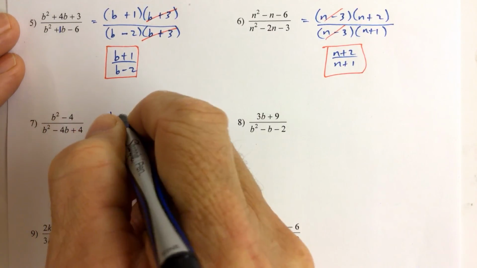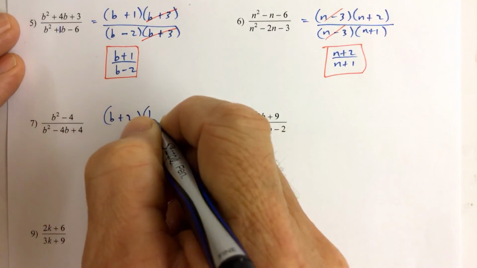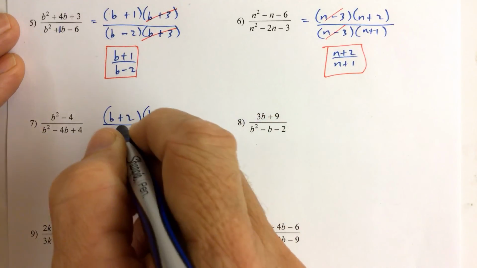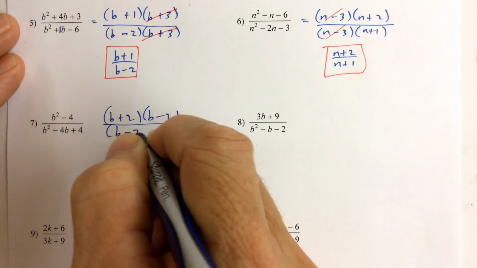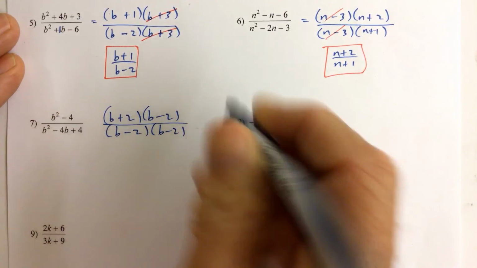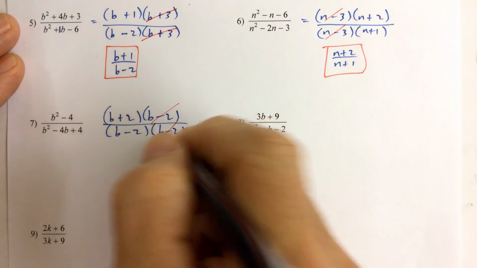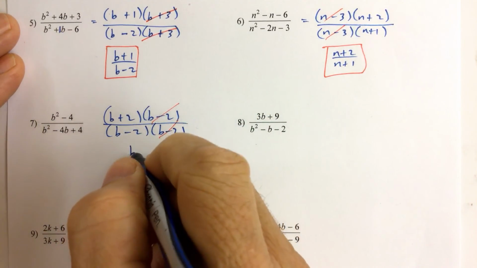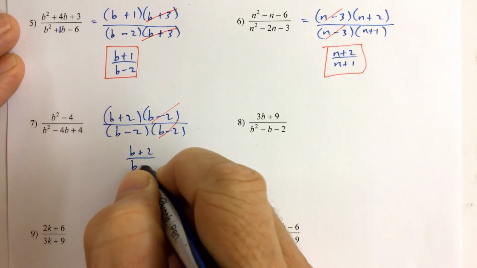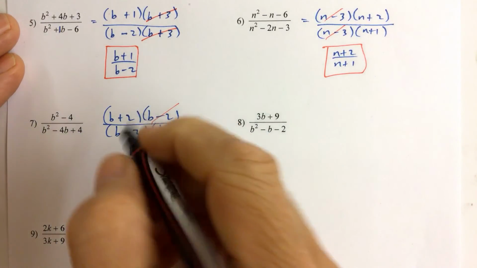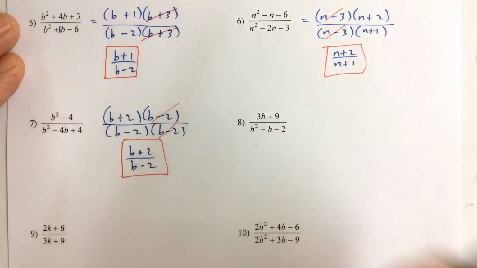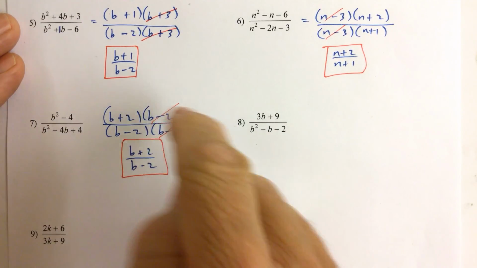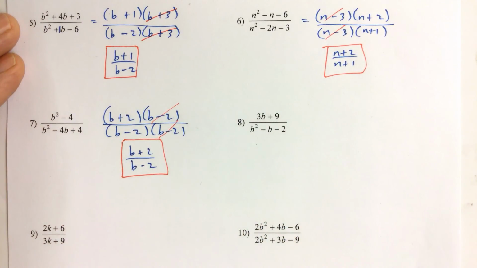The difference of squares, so that's b plus 2 times b minus 2. Down here we have b minus 2 times b minus 2. We get to cancel those b minus 2's, and we get b plus 2 over b minus 2. See, I'm getting a little bit more sloppy here. But nevertheless, that's the work you should show, and that's the answer you should have.